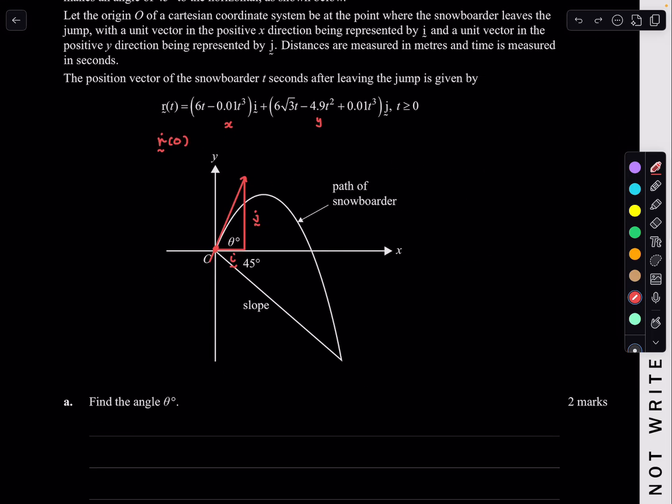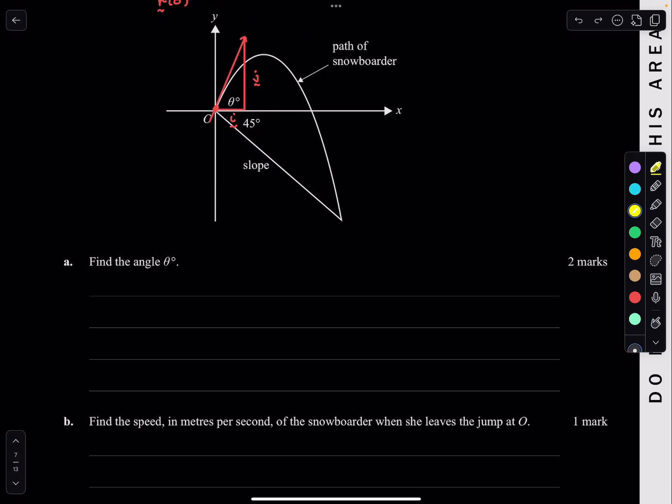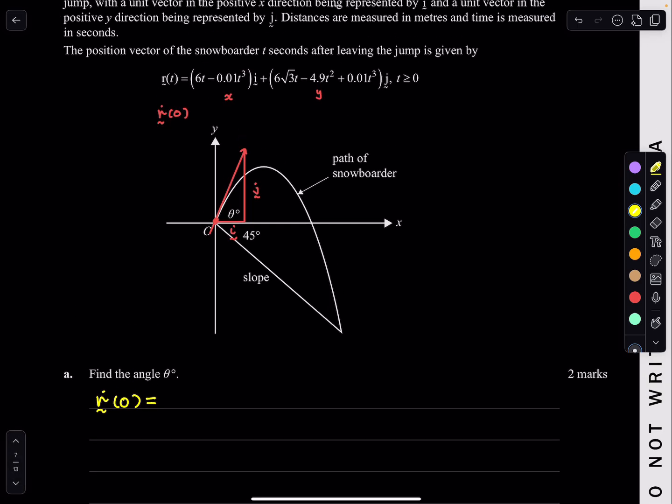Really nice question, a really typical question that comes up in papers most of the time. So what I want to do is find the angle. First, I'm going to find the gradient, the velocity when t is equal to 0.